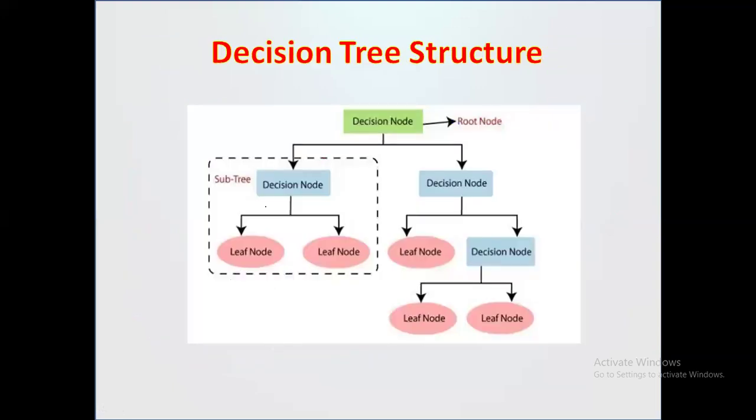And this is an example of the decision tree structure. The decision node at the top we call the root node. Then it has two subnodes, a decision node and a decision node, and each has two leaf nodes. This we can call a subtree. And here one is a leaf node and another one is a decision node. A decision node means it has to split again into leaf nodes until we get the final output. So this is the general process of the decision tree structure.